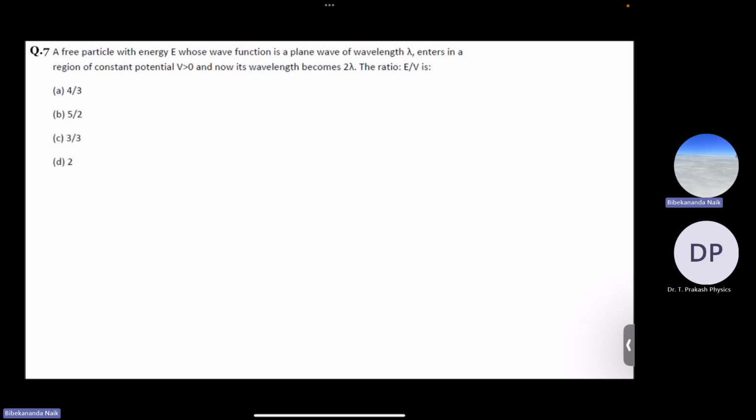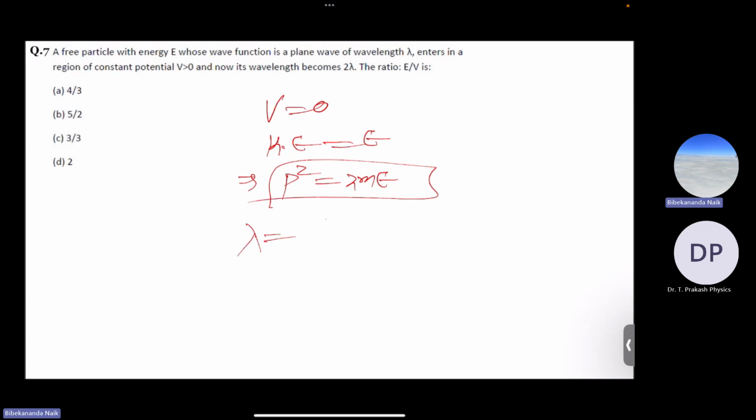So you see, here it is given the particle is a free particle and energy is E. For a free particle, potential is zero, so kinetic energy equals total energy, and the relation is P square equals 2mE. Then we know the wavelength lambda is given by h by p, so h by root over 2mE.